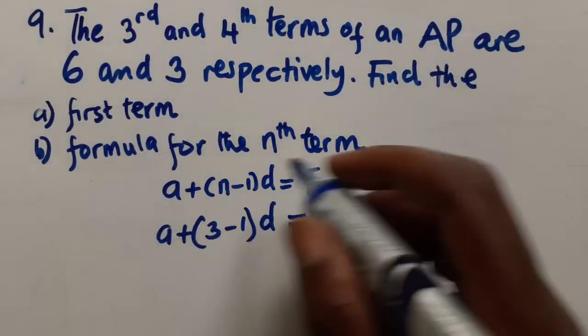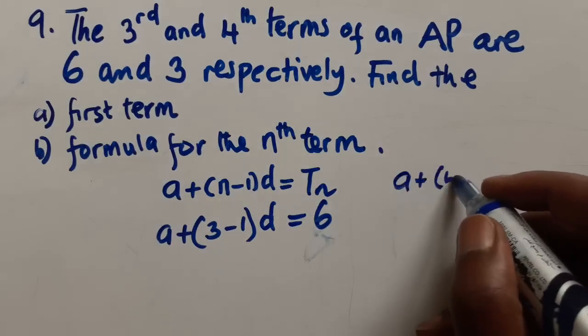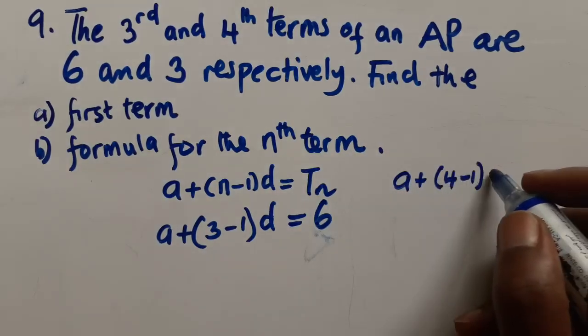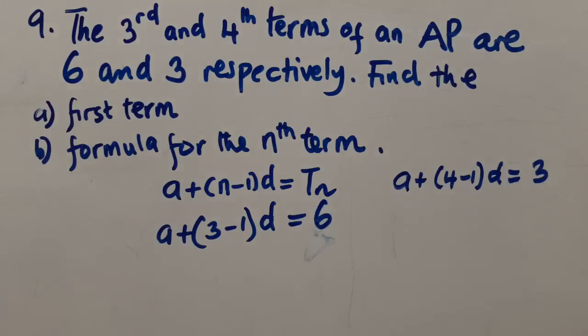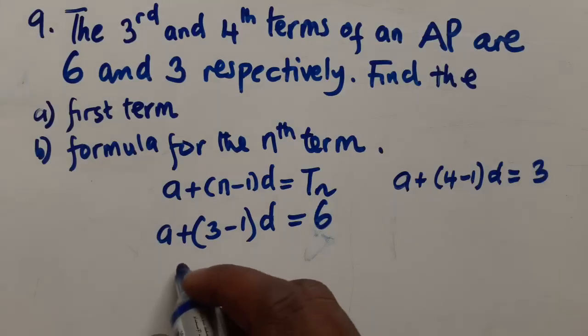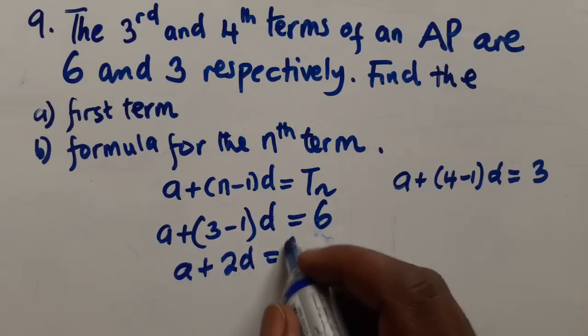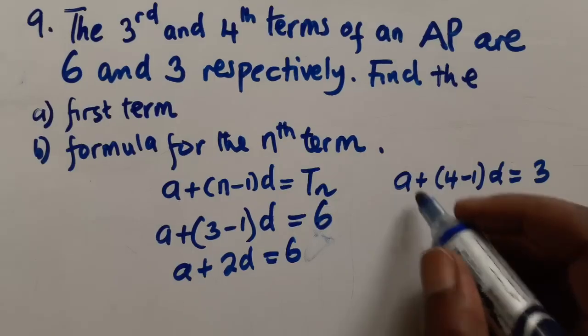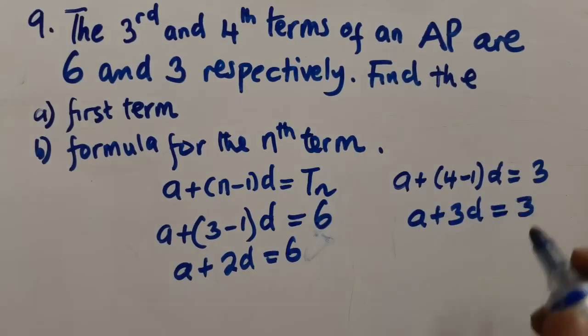And then for the other one here, the fourth term, which is A plus 4 minus 1 D, equals 3, isn't it? So this gives us what? A plus 2D is equal to 6. This gives us A plus 3D is equal to 3.